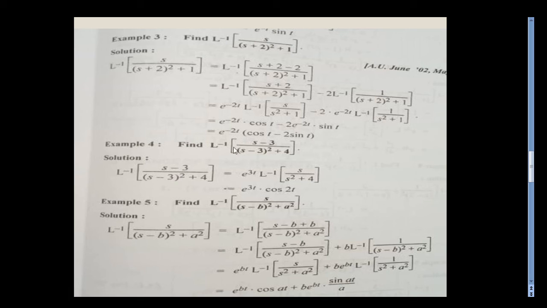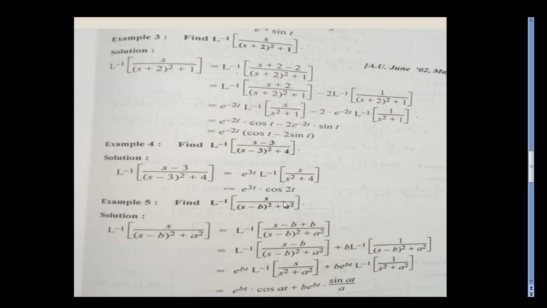Same way, L inverse of s minus 3 by s minus 3 whole square plus 4. Here we have s minus 3 in the numerator and also in the denominator. So this 3 can be taken outside by writing e power 3t into L inverse of s by s square plus 4. Here 4 is 2 square. So it is the cos formula, cos at: e power 3t into cos 2t.